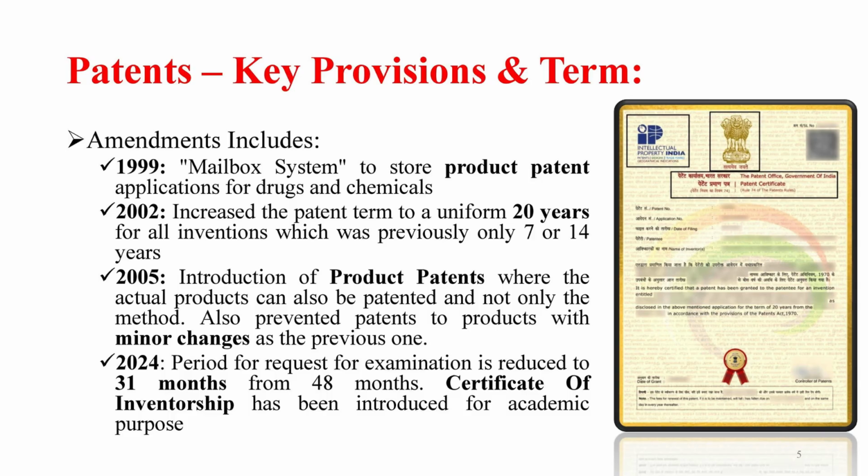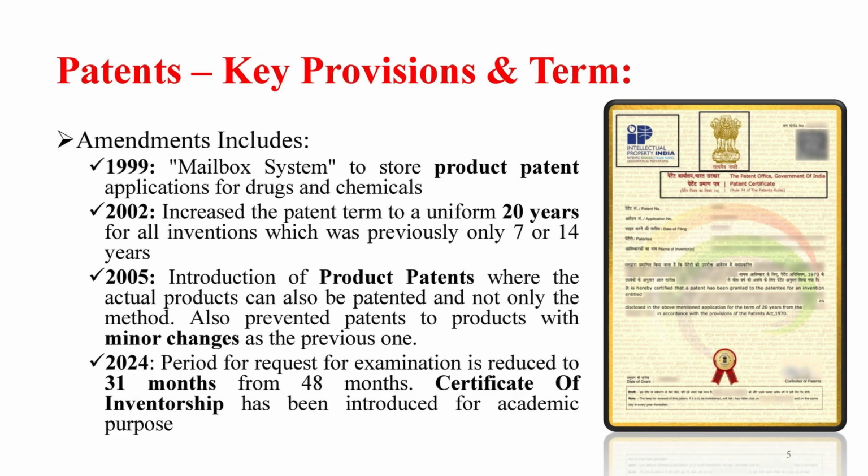2024-2025, period for requests for examination is reduced to 31 months from 48 months. Certificate of inventorship has been introduced for academic purpose. Keep this point in mind because we'll use it again later. This amendment timeline, especially 1999, 2002, and 2005, is one of the most frequently tested areas of patent law.